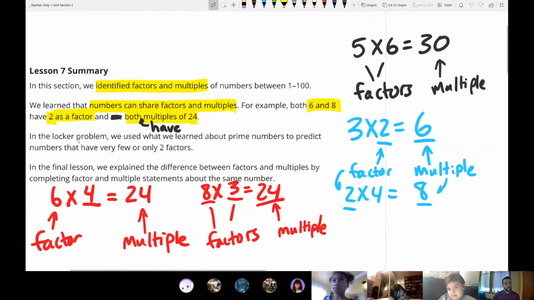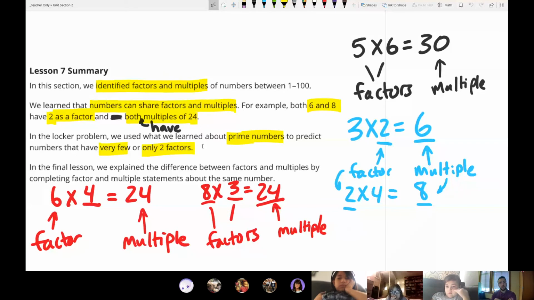So now going to the third section in the locker problem. So remember the locker problem that we did where the students were walking through the hall and touching the locker, depending on which number they started at and skip counted by that number. Remember that problem? I remember. Okay, so in the locker problem, we use what we learned about prime numbers, right? So prime numbers, that's important, to predict numbers that have very few or only 2 factors.